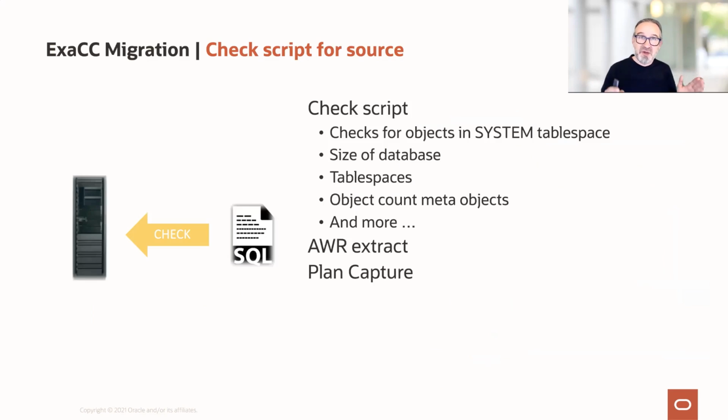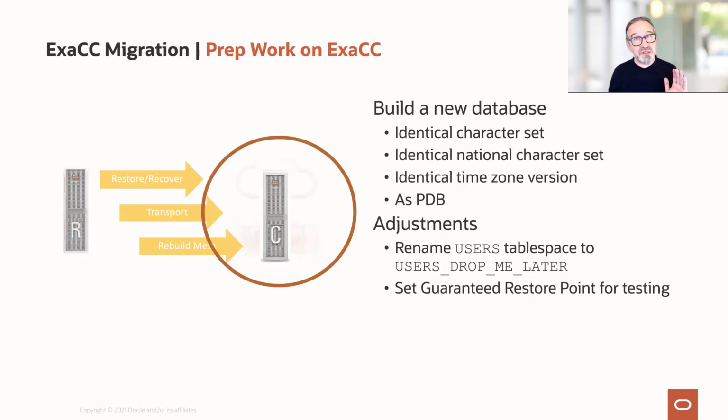So at first, we build up a check script, a simple SQL script, which does things like special checks on our database. We had packages in the system tablespace, which had to be moved out, or objects anyways. Taking note of the size of the database, the tablespaces. Very important, I can tell you, the object count for meta objects, because if you have your entire database migrated over, you want to run a check script comparing if everything is really there, doing an AWR extract, doing plan captures and such.